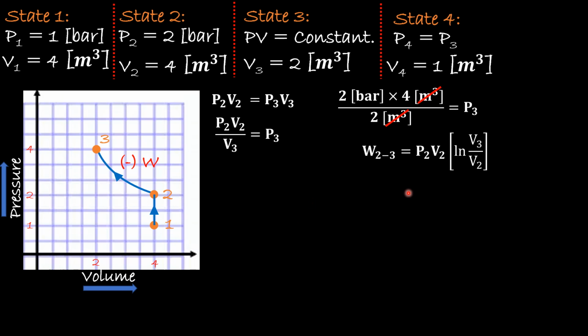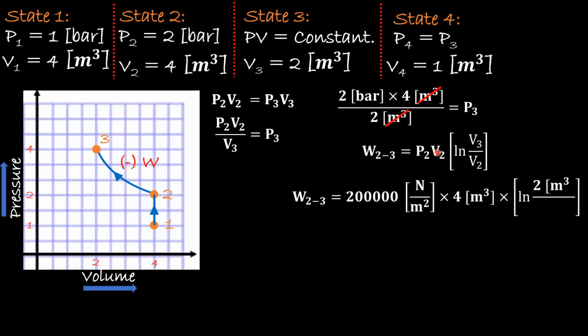So now let's plug in the given values. Now I forgot something. Do not forget to change the units. 1 bar is equivalent to 100,000 Pascal, and Pascal is Newton over meter squared. So for example, the pressure at state 2, right here, is 2 bars. So it will be 200,000 Pascal. And that's what we did in here.